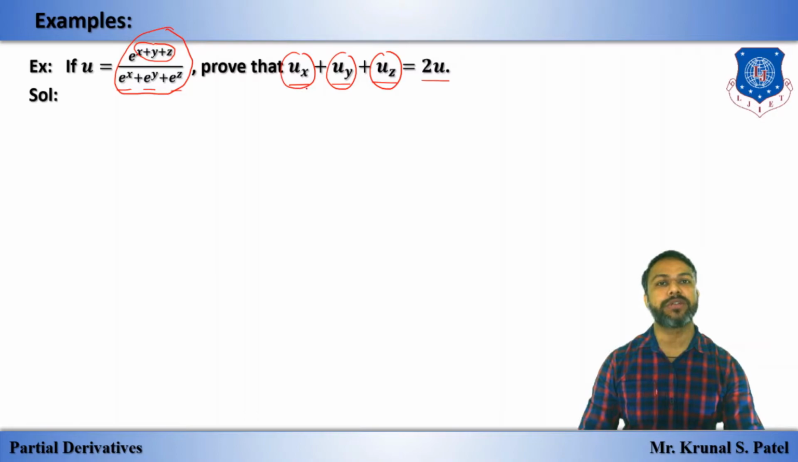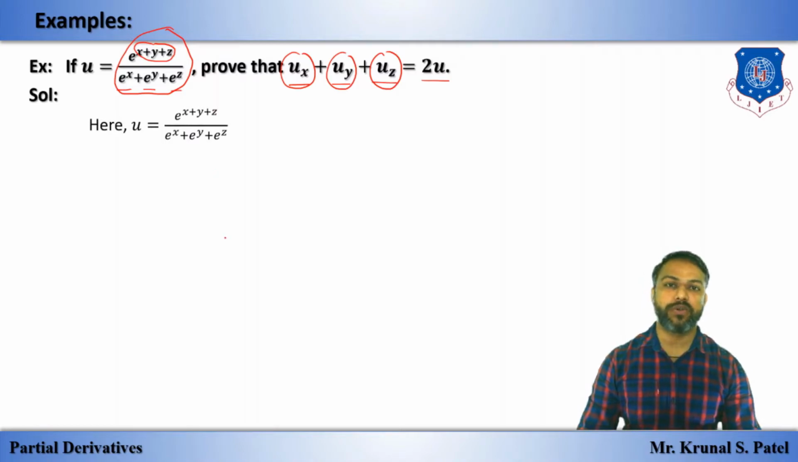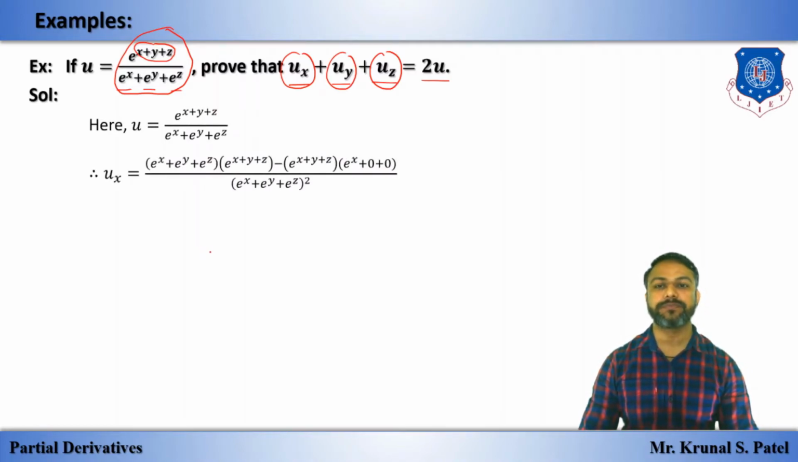That means differentiation of u partially with respect to x, with respect to y, and with respect to z. Okay, so let's start with the u. Now first we want to find ux, so partially with respect to x we will apply the quotient rule, because x is appearing in the numerator as well as in the denominator.